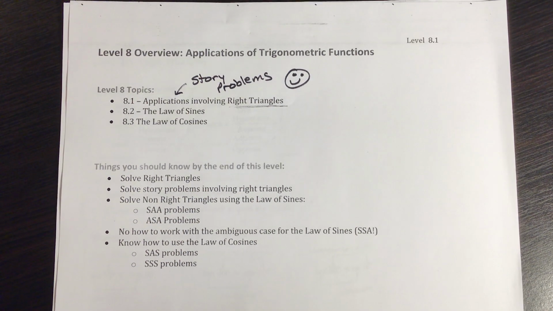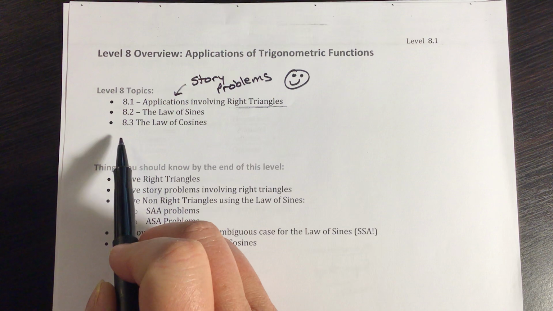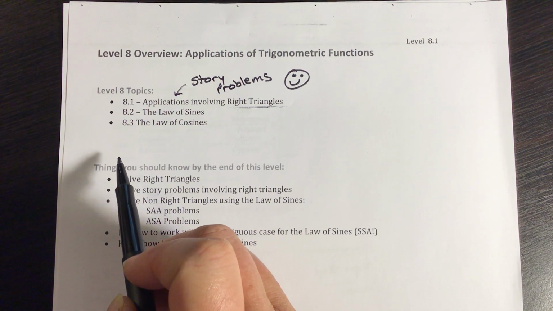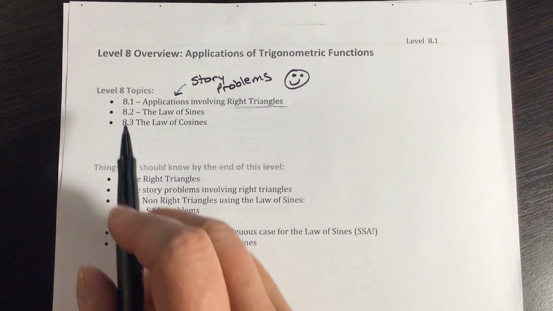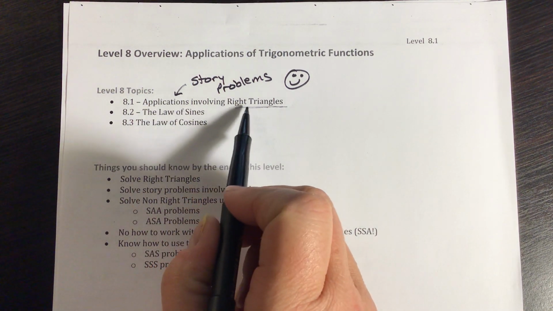All right, in chapter 8, we are wrapping up our lessons on trig. This is the third chapter, and we're only going to do part of it. So we're going to do a little mini section with just 3 sections, then we'll have a review and a quiz after that. But the first section is applications involving right triangles.